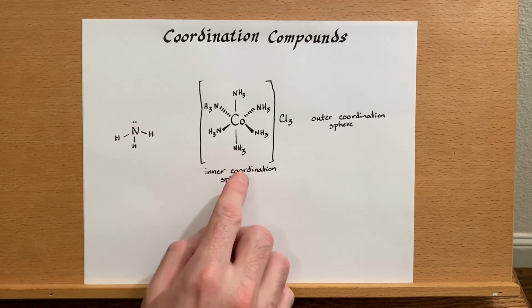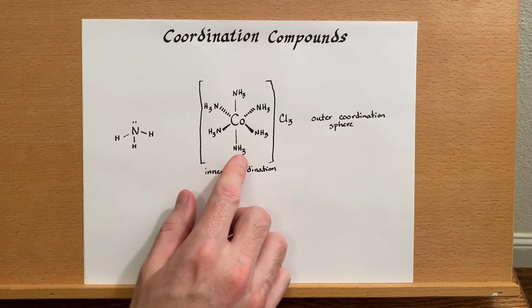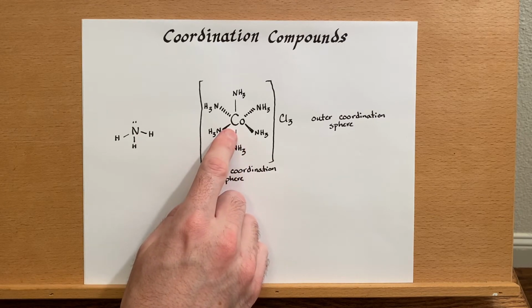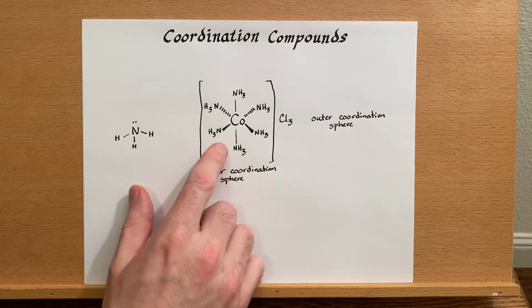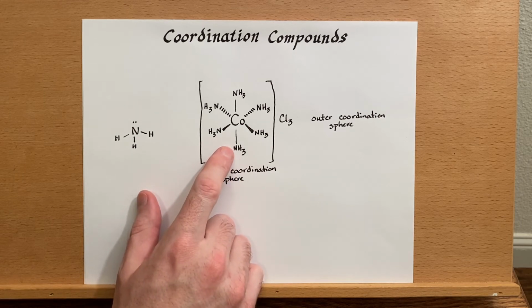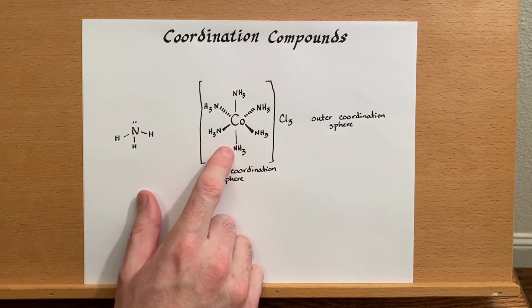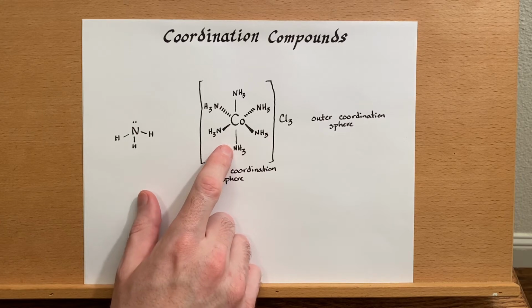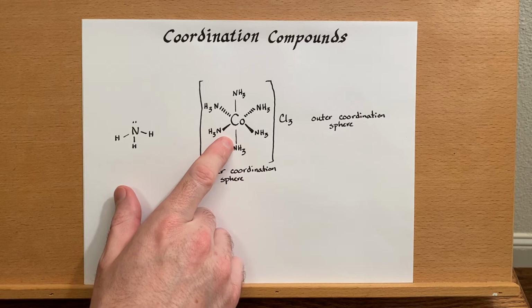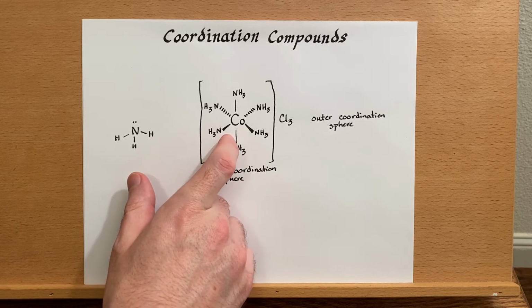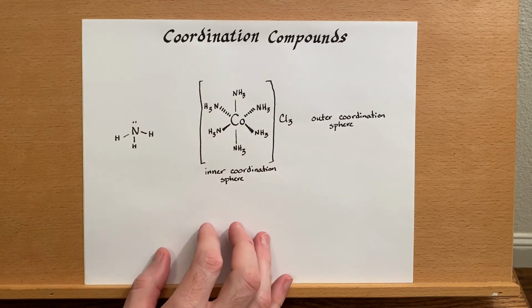Now when we come over to the coordination compound, as illustrated here by this cobalt complex, sometimes they're called complex ions, we have a nitrogen and it's donating both of those electrons to the cobalt to form this bond, this coordinate covalent bond, hence coordination compound.